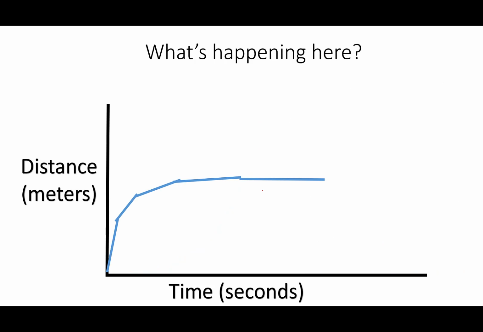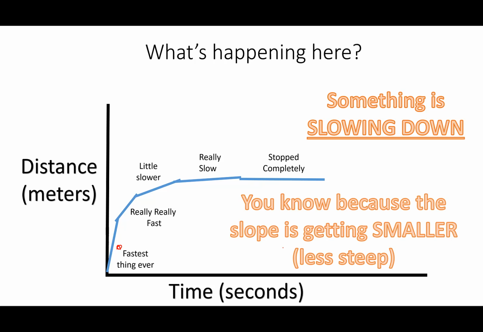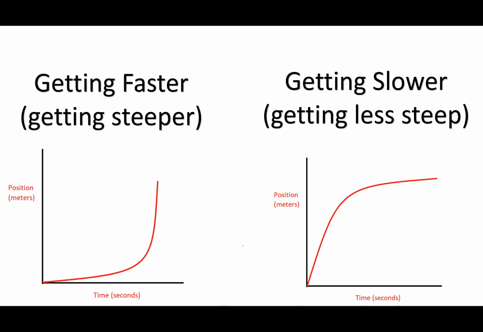What about this? Stop for a couple seconds, see if you can figure it out. Okay, so at the beginning, this little part, slope is really steep, so it's really fast. Then it slows down a little, then it slows down some more, then it slows down some more, and then it's totally stopped. So this is something slowing down because the slope is getting smaller. You should know that these lines, if you made as many of them as you wanted, you can make it a curve, a smooth curve.